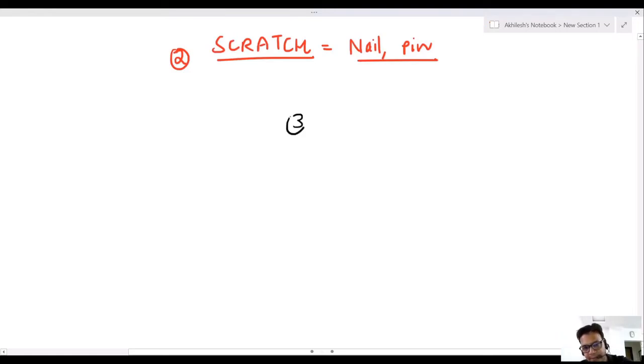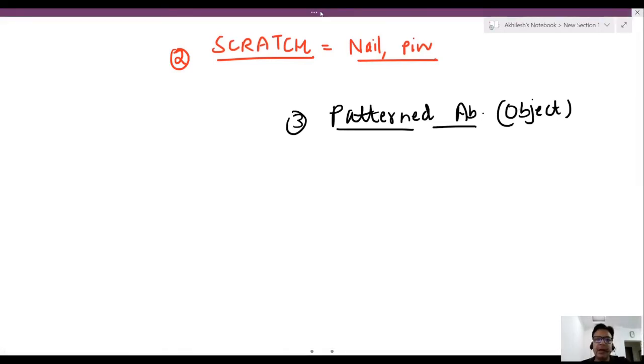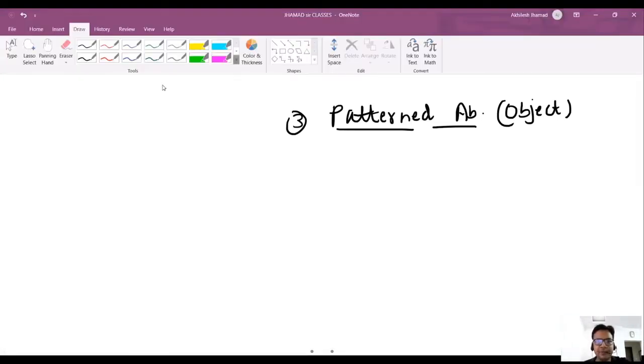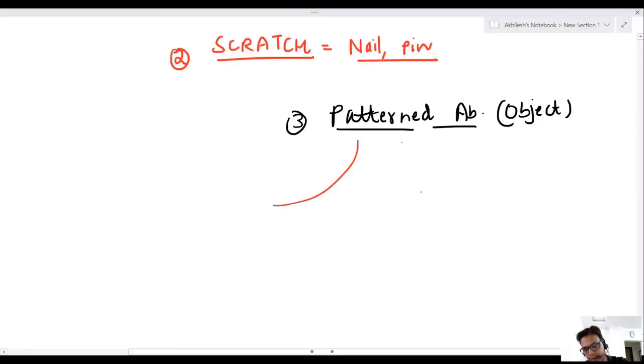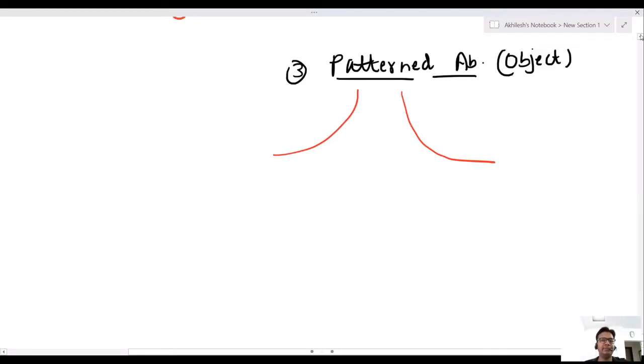Now the third abrasion is pattern abrasion. As the name suggests, my dear friend, it will form an object pattern. That is a pattern abrasion. Now, sir, how is the object pattern formed in your skin? It is of two types.